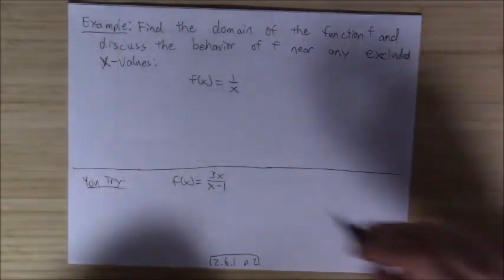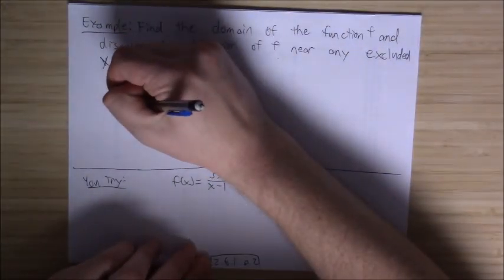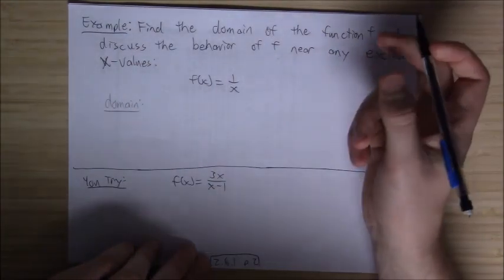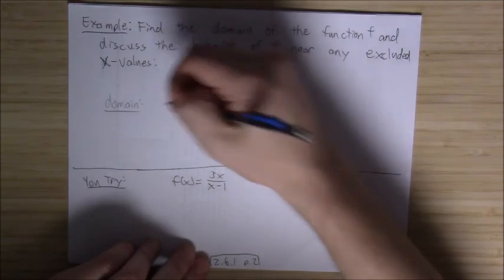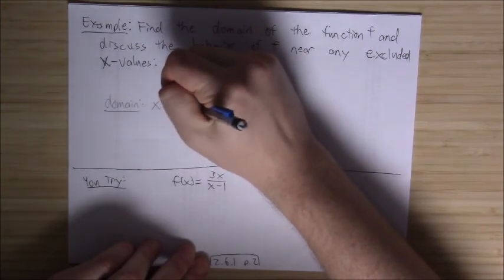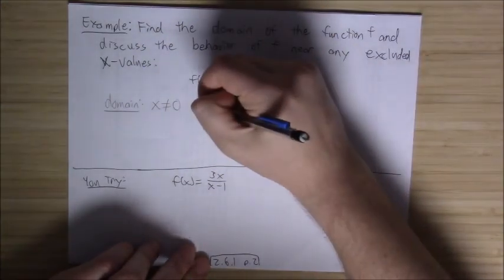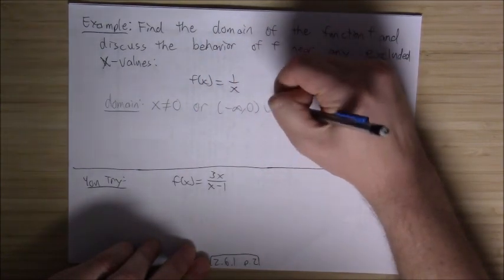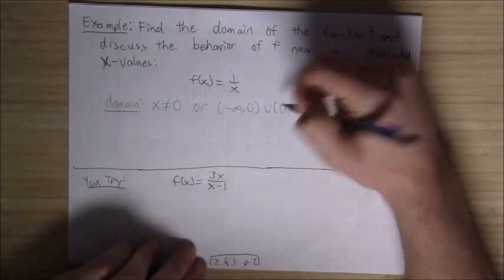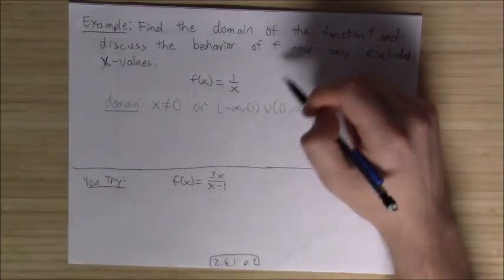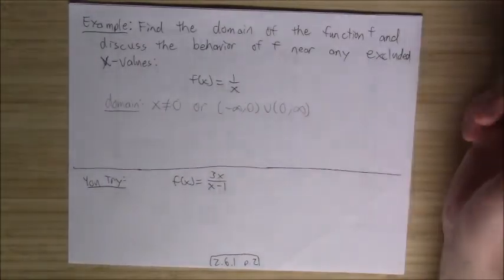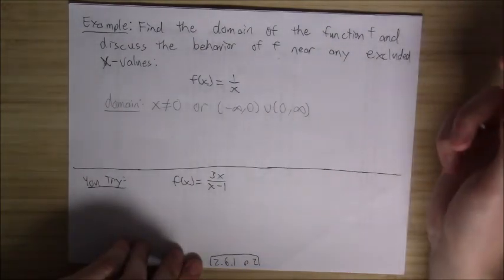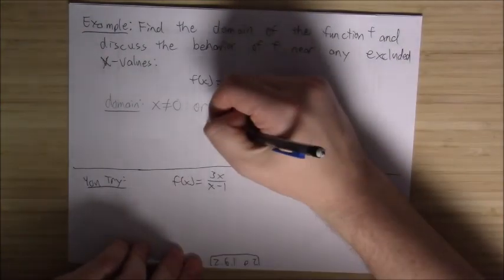So first off, 1 over x, the domain is simple. It's the set of all x where x does not equal 0. Or if you prefer interval notation, negative infinity to 0, union 0 to infinity, because we skip over 0, right? A natural question then is what happens close to 0? Well, if we make a table of values, it's not too hard to see what's happening.